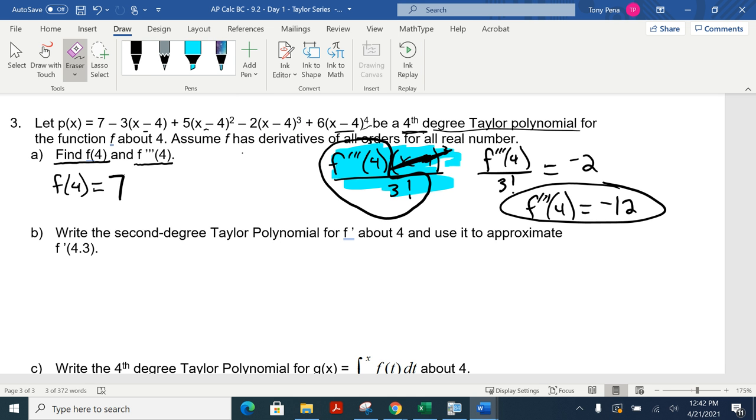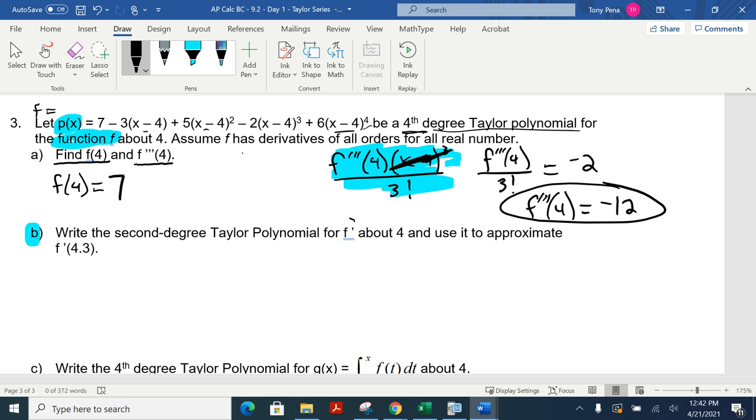So moving forward, you will now think that one is also easy when you see that in the future. All right, letter B. It says, write a second degree Taylor polynomial for f prime. So keep in mind, P of x is an approximation for the original function. While we don't want to say f of x is equal to this because it's an approximation, this really is your function.